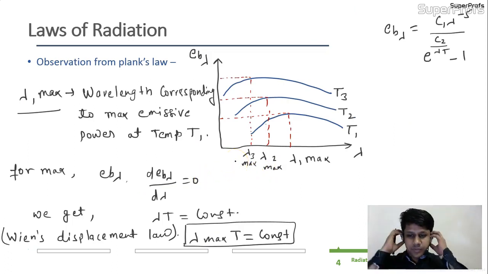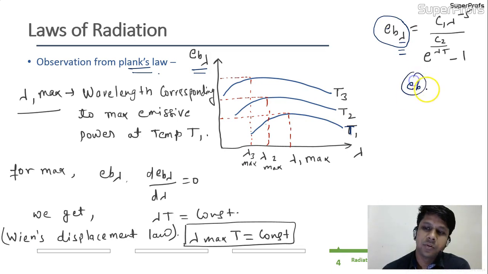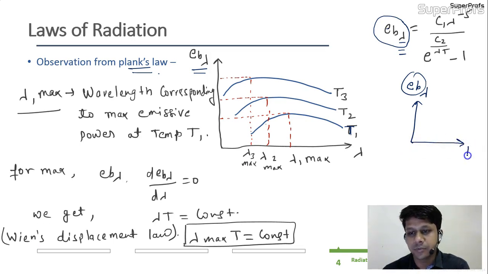Now let's see what observations we can make from Planck's law. In Planck's law, what do we get? The monochromatic emissive power of a black body, which means the emissive power at a particular wavelength. If we draw the emissive power of a black body over all wavelengths, we will get these kinds of curves for different temperatures. Let us say at temperature T1 we are drawing the monochromatic emissive power in the y-axis, and in the x-axis we are showing the wavelength.